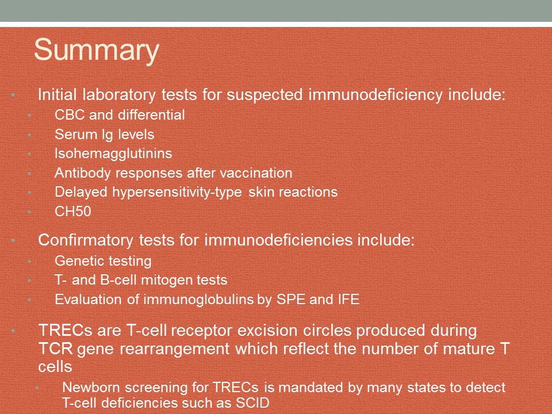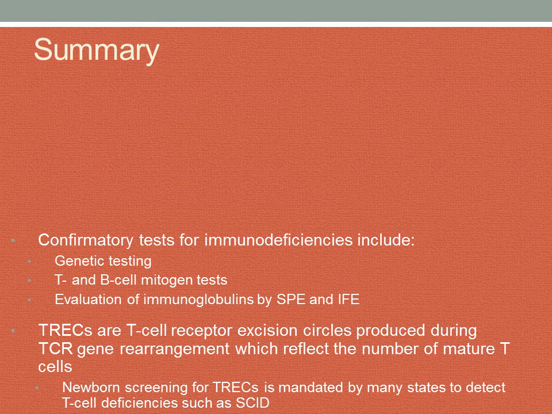Initial lab tests looking for immunodeficiencies include CBC and DIF, serum immunoglobulin levels, isohemagglutinins, the antibody response after vaccination, delayed hypersensitivity type skin reactions, and the CH50 for complement activity. Confirmatory tests include genetic testing, T and B cell mitogen tests, and evaluation of the immunoglobulins by electrophoresis.